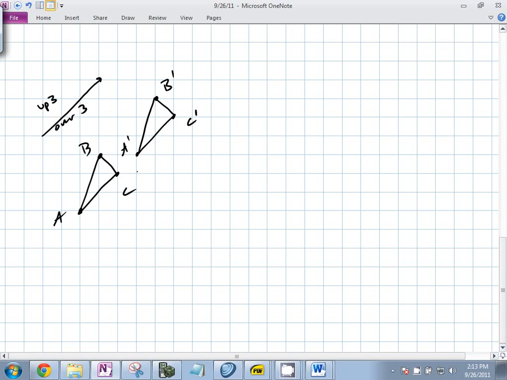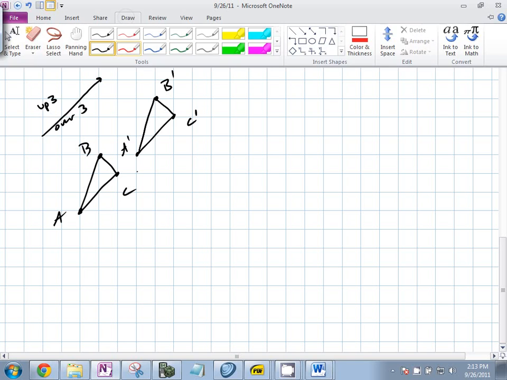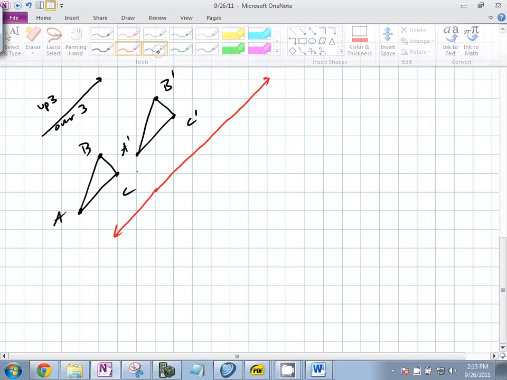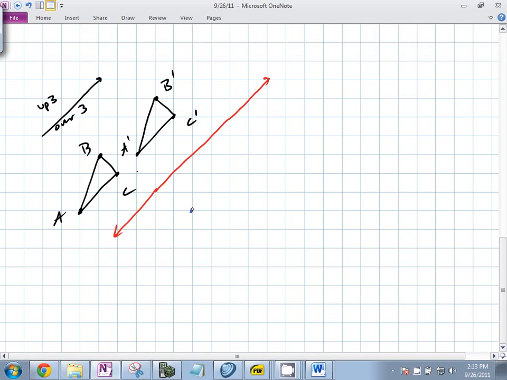Now, let's reflect it over a line parallel to that vector, parallel to up 3 over 3. So how about this one right here? Here's this line. Is that parallel to up 3 over 3? Yeah, it looks like it. So now we need to reflect this. What's it going to look like? Here. Here, so that's A double prime. That's C double prime, and there's B double prime.